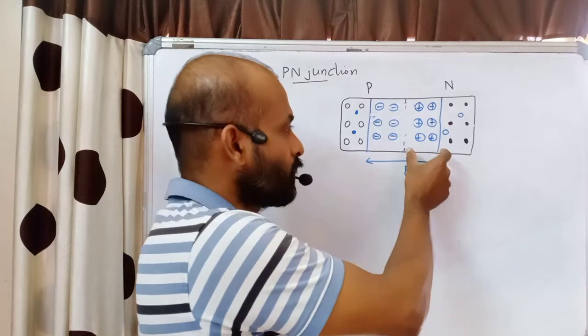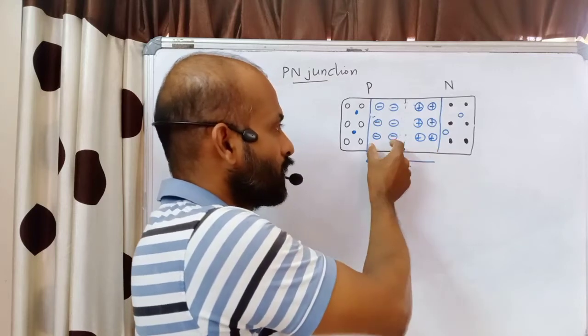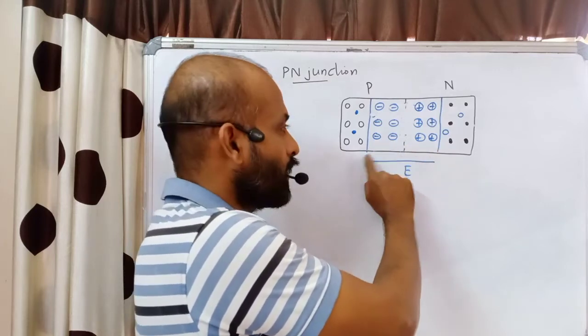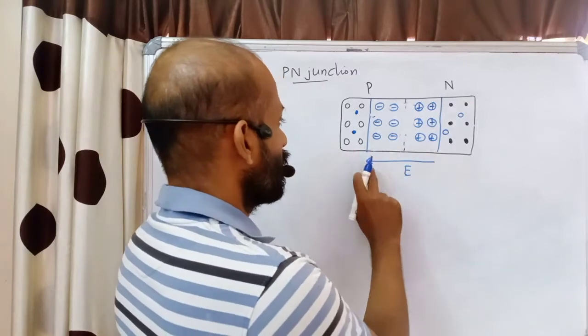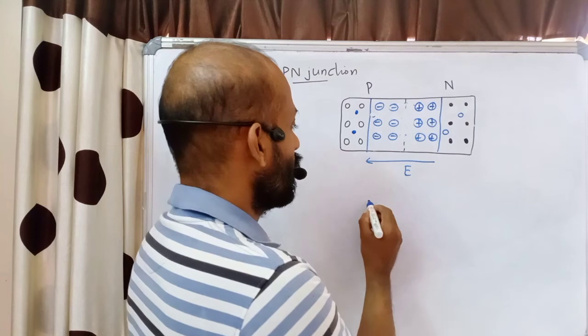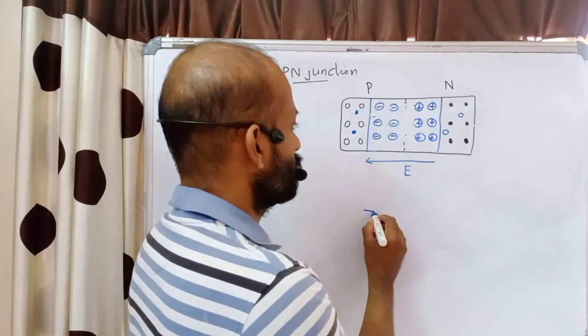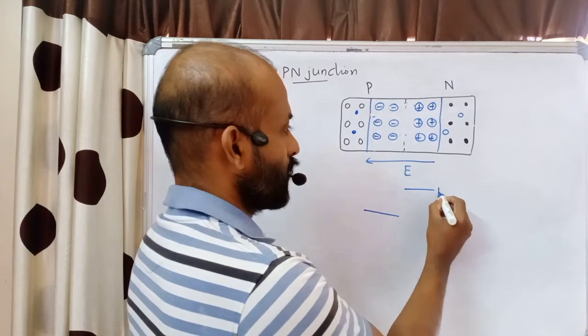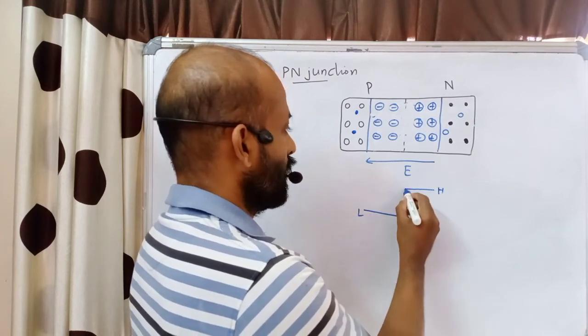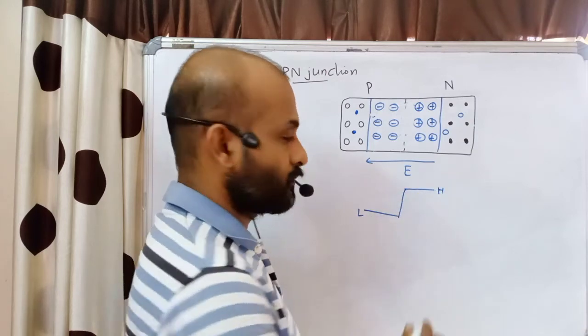Here a strong positive charge, strong negative charge. This will create a potential difference. We can draw the potential difference like this. Here negative charge, low potential, and here positive charge, high potential. So there is high potential and low potential, and here exists a potential gradient.